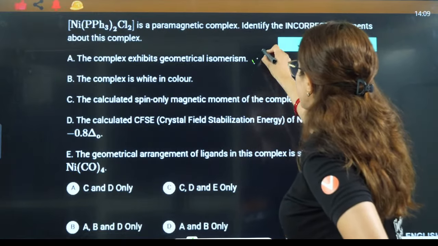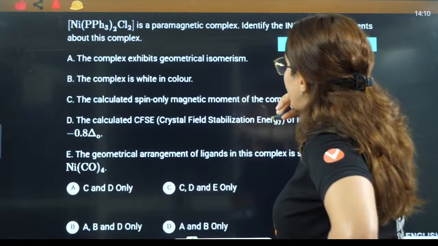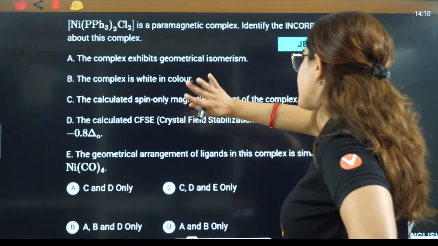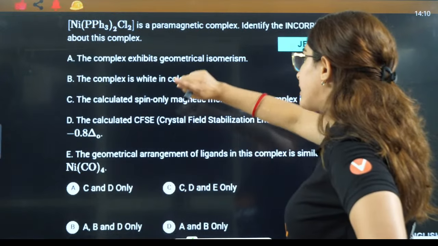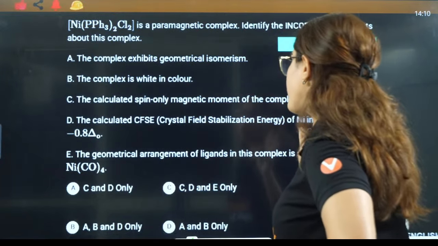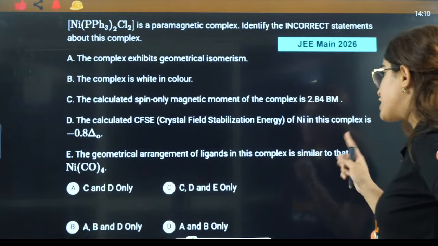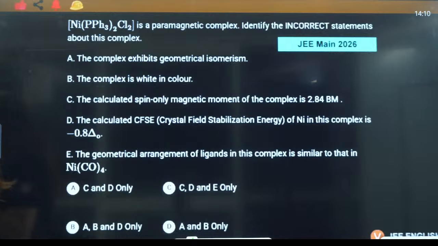That is correct. Okay, wait a minute. They are saying this is a paramagnetic complex, so we'll have to firstly make the geometrical isomer. They are saying this is white in color. Then they are asking the spin only magnetic moment; for that also we'll have to calculate. The calculation of CFSE you will also calculate from there. Then they are saying the geometrical arrangement of ligands in the complex is similar to that of Ni(CO)4. So one by one we'll have to solve it. Done everybody? Let's solve it.